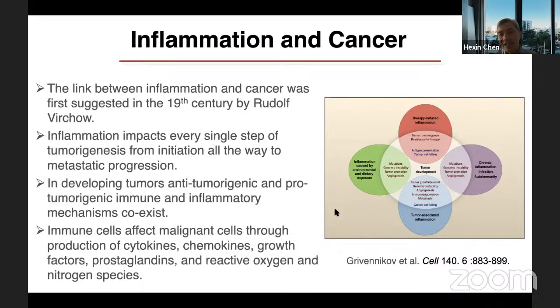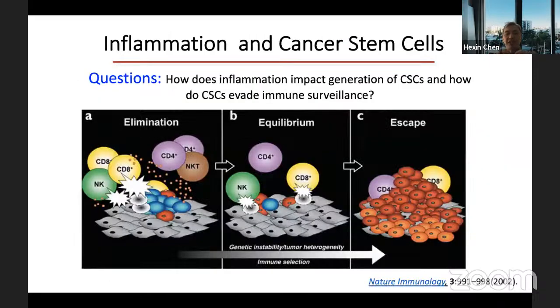There are many reasons to trigger inflammation. For example, inflammation may come from diet, environmental factors, or exposure. Chemotherapy can trigger inflammation. There may also be chronic inflammation or autoimmune disease, and the tumor cell itself can also trigger inflammation. So how this inflammation shapes tumor development is not well understood.